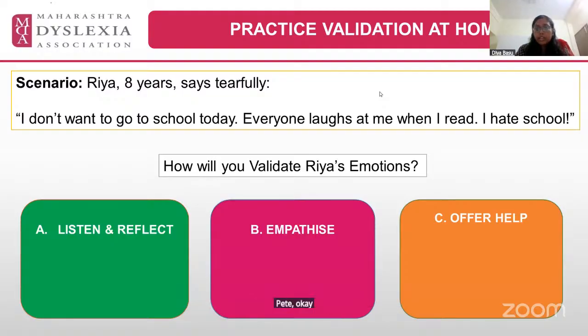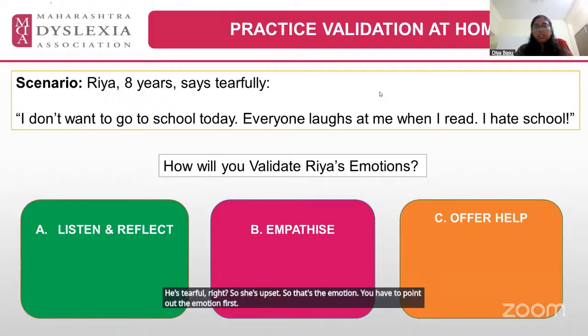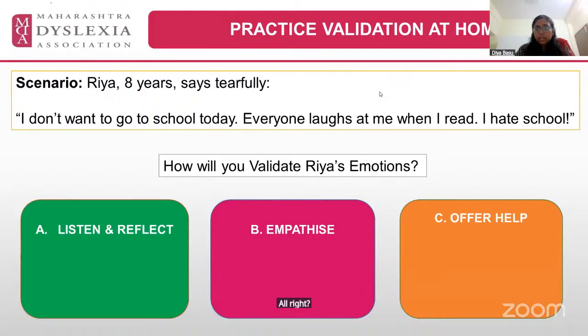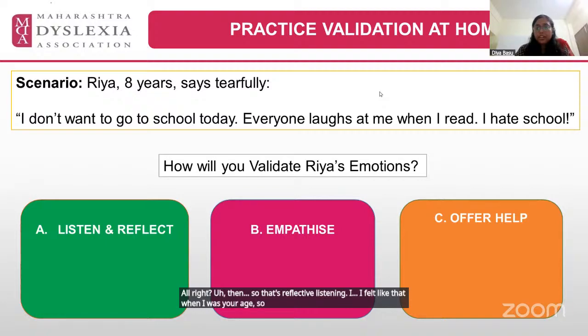Pete, okay. "I hear you, Ria. That sounds stressful and upsetting." So here, she is tearful, right? So she's upset. So that's the emotion. You have to point out the emotion first. All right. Then so that's reflective listening. "I felt like that when I was your age," so that's empathizing. Wonderful.